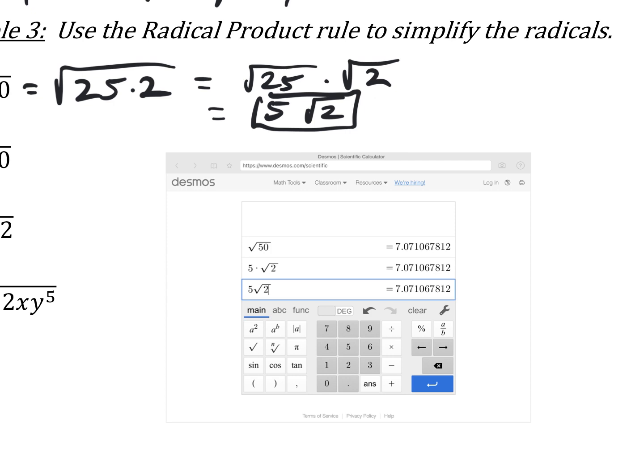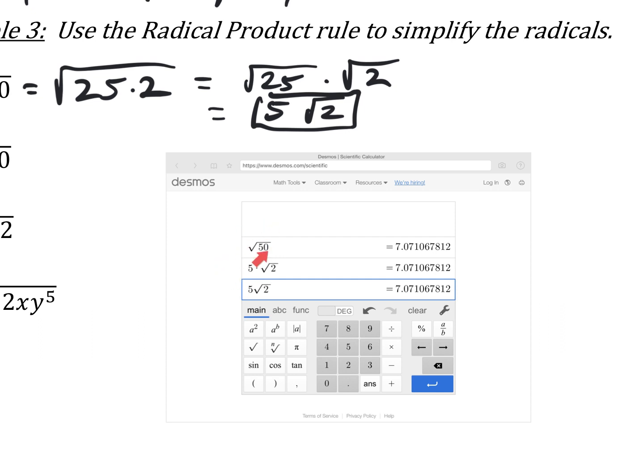Okay, this is a scientific calculator, by the way. This is desmos.com scientific. So the moral of the story is this: 5 times the square root of 2 is worth the same amount as the square root of 50. But this is approximate. Notice it stops here. It actually goes on forever and it never ends, it never repeats. This is an approximate number, 7.07106, so on and so forth.